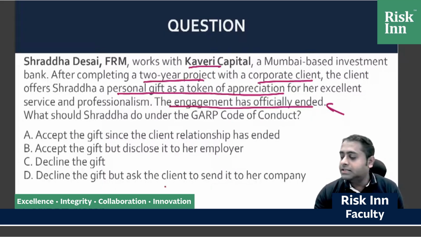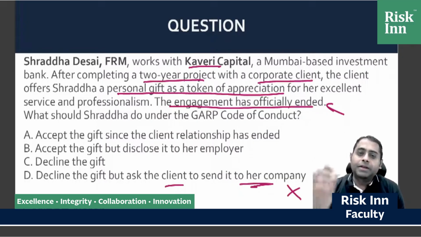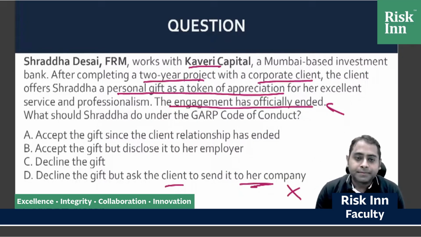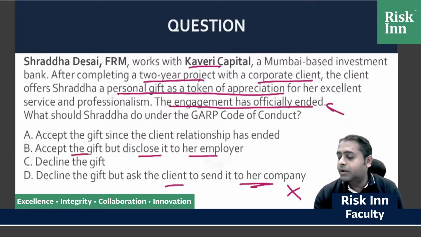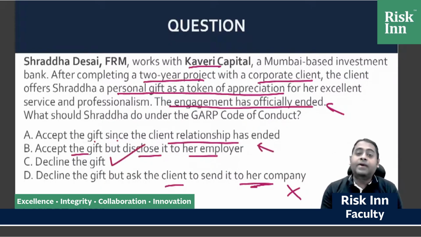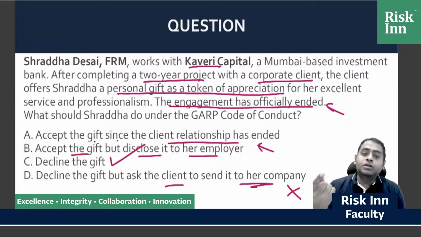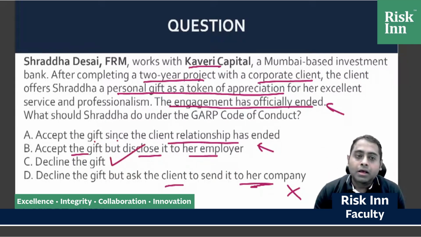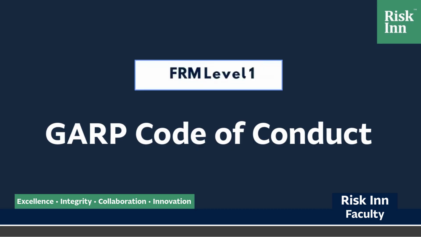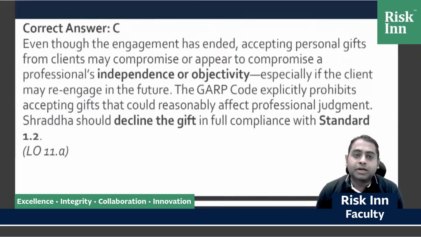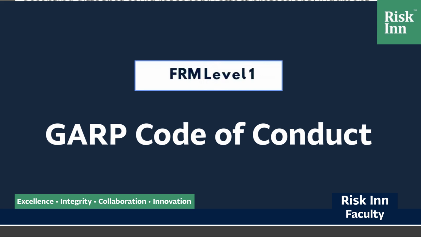Decline the gift, but ask the client to send it to the company. Why would the company be involved? Why would the company take and give it? Doesn't make sense. Okay. So they are saying accept the gift, disclose to the employer, accept the gift because the relationship has ended. Ideally, the answer is decline. Why? Because in the future, the client can again come back, and then because the gift was provided, you might not be independent. You might give added advantage to that company. Right? That is the logic.